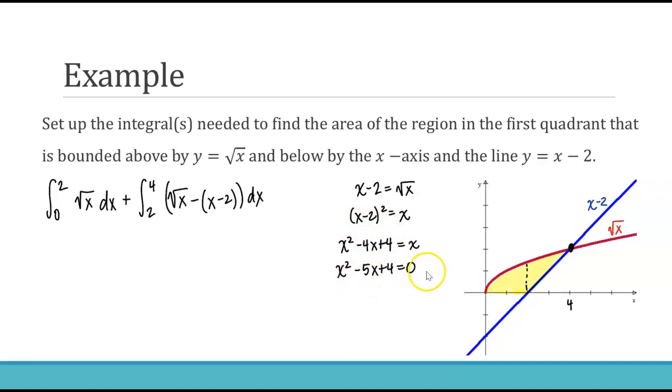I always want to set equations equal to 0. I'm going to factor this quadratic. So it's going to factor to (x minus 4)(x minus 1) is equal to 0. And so we're going to get x equals 4 and x equals 1. Now you might be thinking, where's x equals 1 coming from, right?